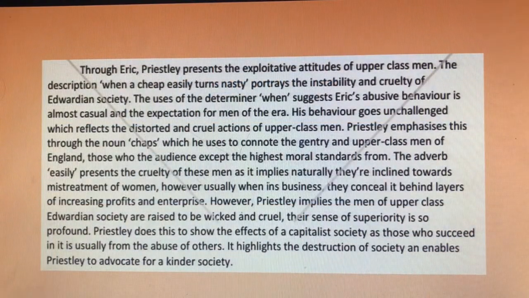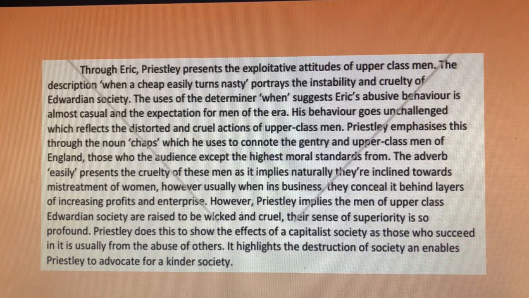This then is paragraph 2. "Through Eric, Priestley represents the exploitative attitudes of upper-class men. The description, 'when a chap easily turns nasty,' portrays the instability and cruelty of Edwardian society. The use of the determiner 'when' suggests that Eric's abusive behaviour is almost casual and the expectation for men of the era. His behaviour goes unchallenged, which reflects the distorted and cruel actions of upper-class men.